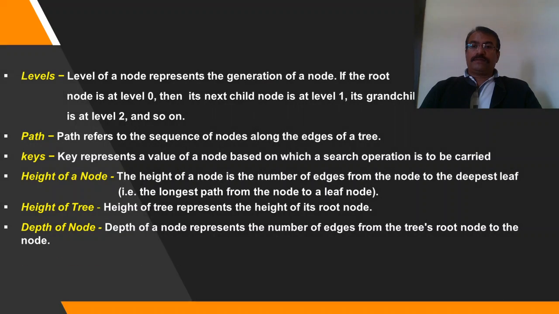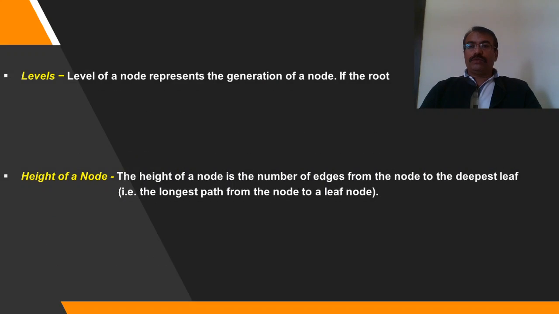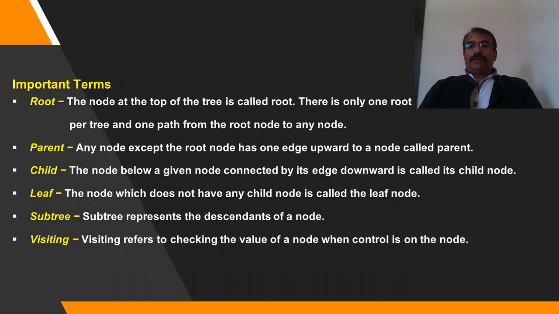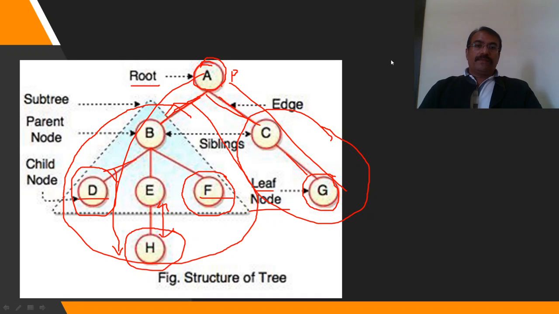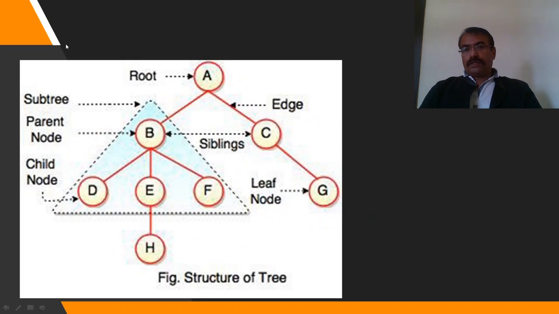If I am just going back to the example tree, I'll just erase these things off. Now, what are the different terms which we have seen? The root node, this is the root node. Okay, you can find that every node from this root is accessible. We must be able to access every node.